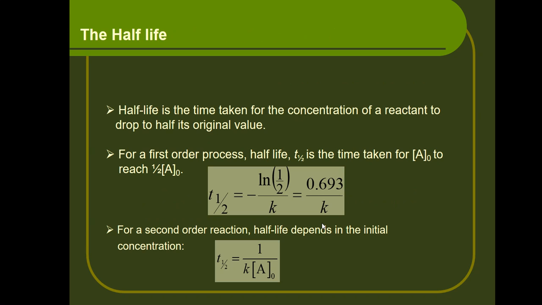Now, when you speak of half-life, I suggest that you also memorize these two formulas, the half-life for a first-order reaction and the half-life for a second-order reaction. As the term implies, the half-life is the time it would take for the initial concentration of your reactant to drop to 50% of its original value. Please take note that the half-life of a first-order reaction is dependent on the rate constant, whereas the half-life of a second-order reaction depends on the rate constant and the initial concentration of the reacting species. Okay, that's for the half-life.